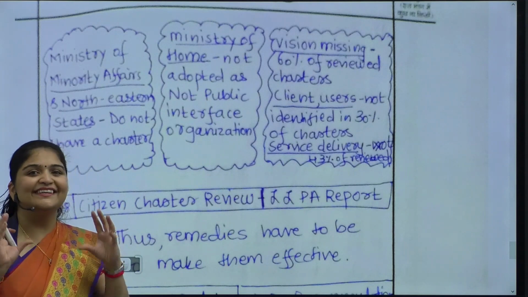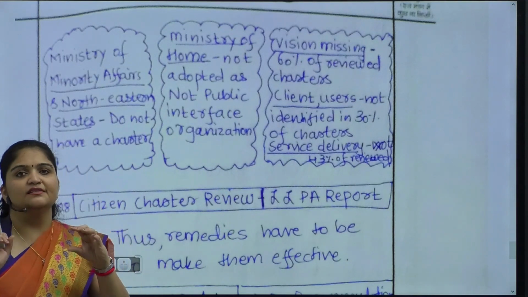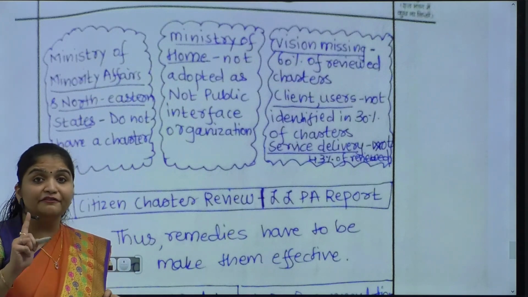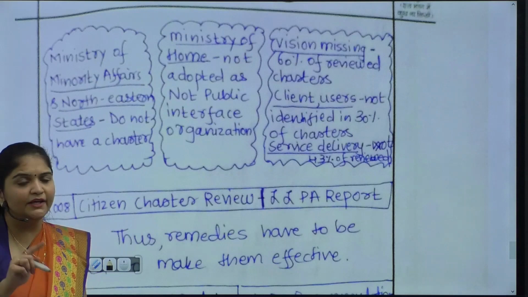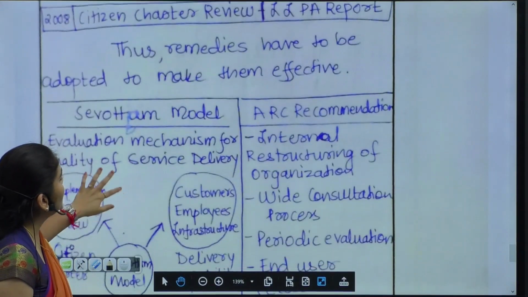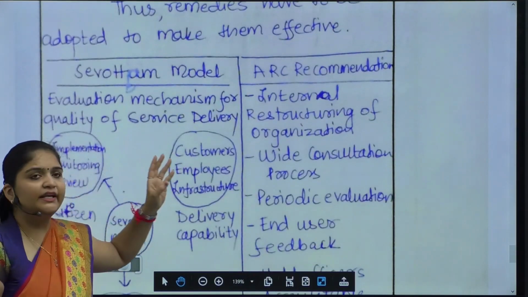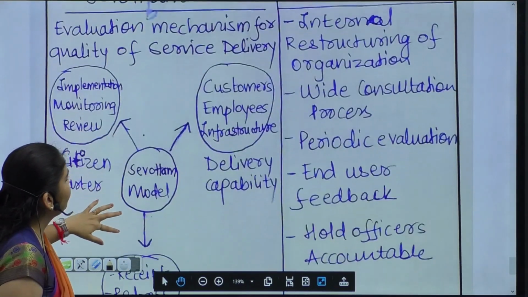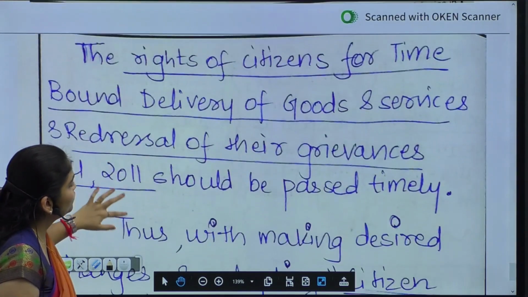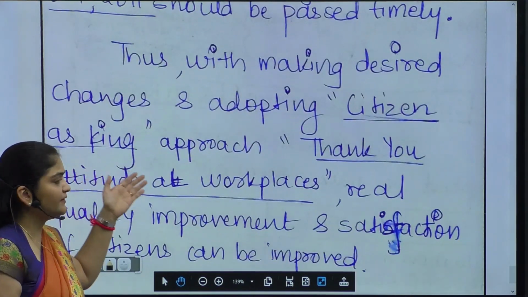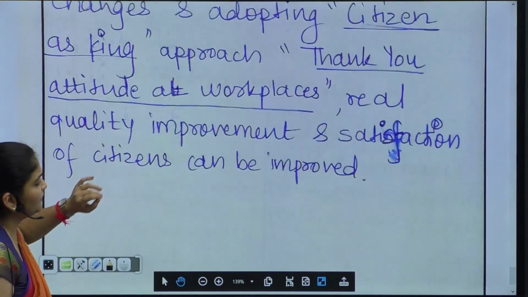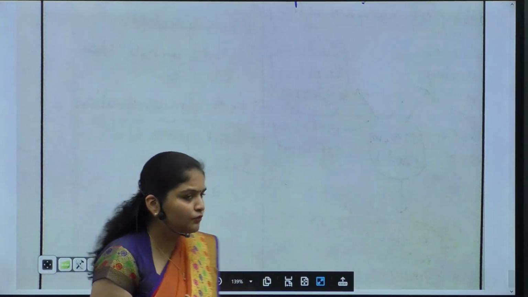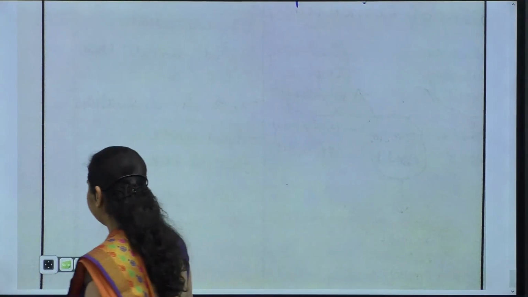So you showed that yes, it has a symbolic presence. This will enhance 1 mark more. So you'll have to fight for every single mark, okay? Then we talk of the models, the Sevottam model, and ARC recommendations on how they can be improved. You can use ideas like citizen as a king and a thank-you attitude at workplaces, all this can also be improved. So you understood? Now let's move to the next part.